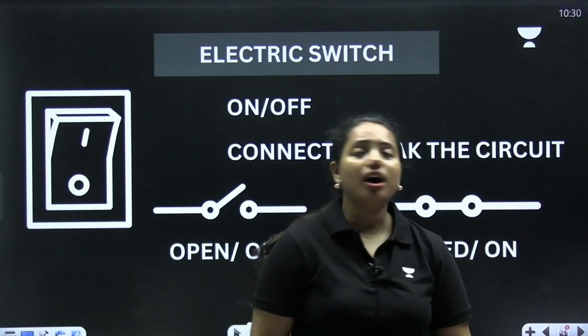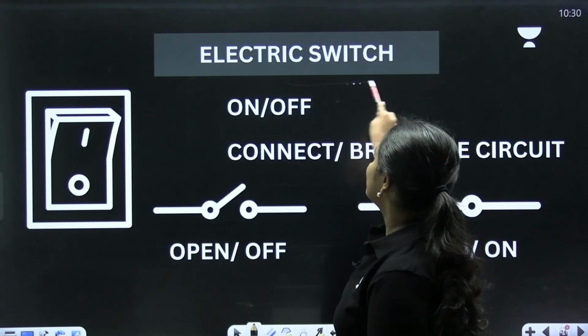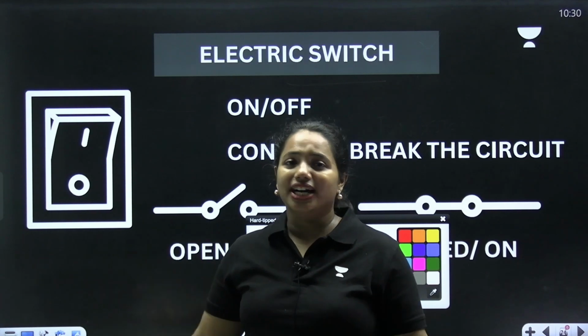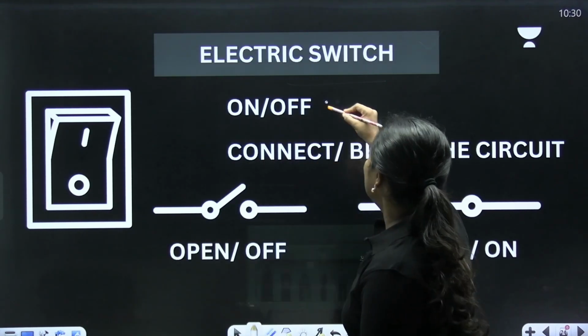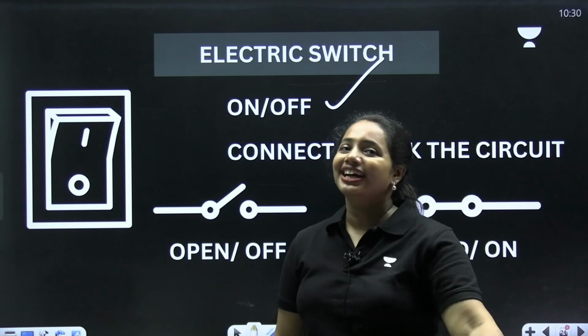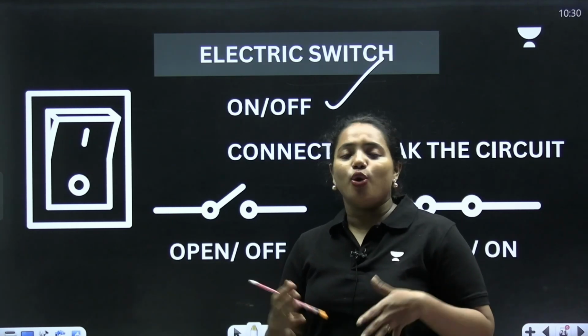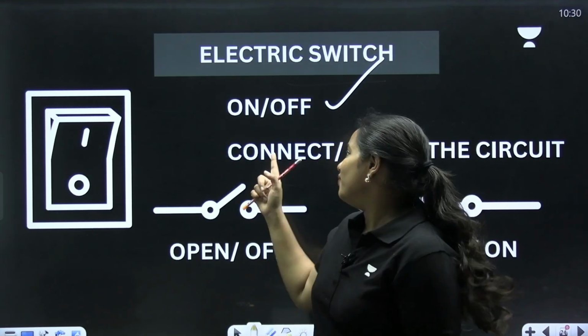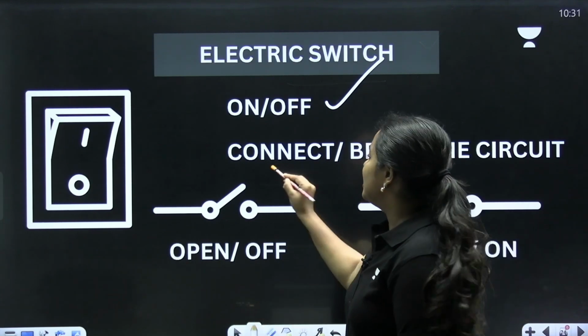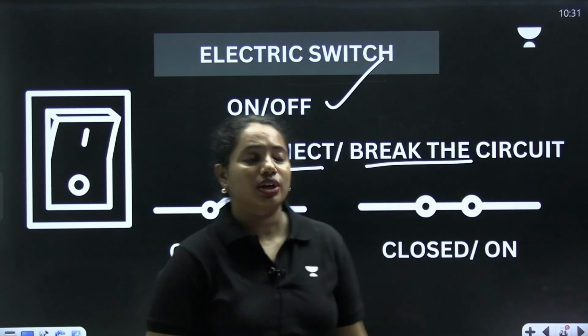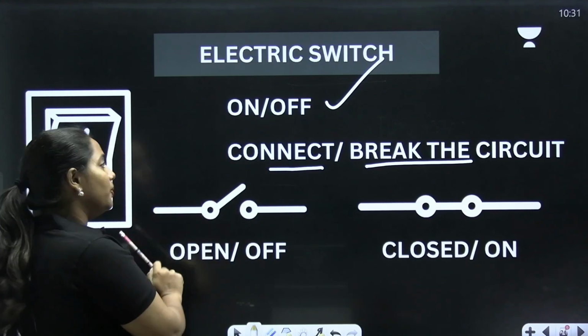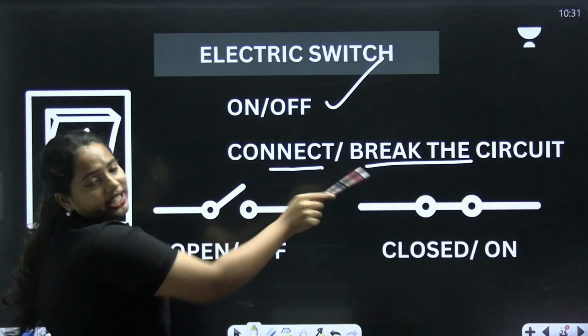Now we are going to learn about the electric switch. When you consider an electric switch, this is nothing but a component that is basically used to control the appliance through on and off conditions. It can be used either to connect or break the circuit. So a switch is a component used to connect or break the circuit.